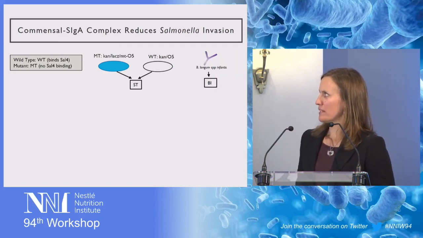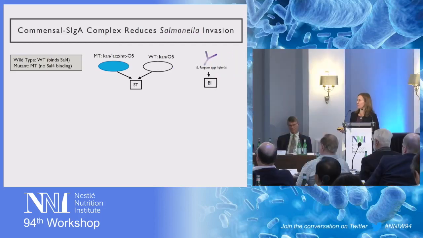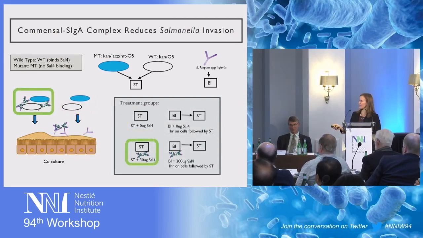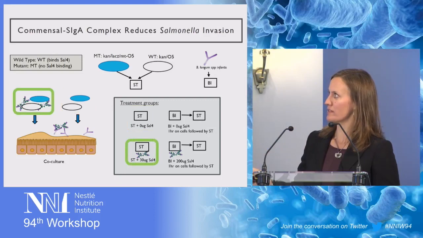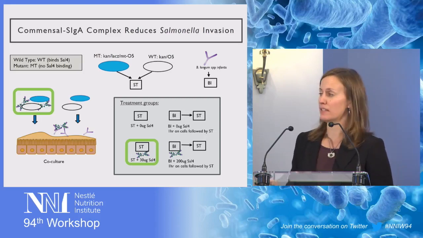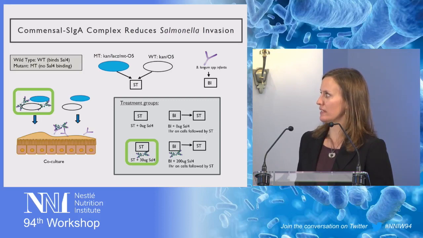For our in vitro models, actually for both, we used B. infantis. For our treatment groups, we have 4 groups here. First is the Salmonella. This is our positive control, just Salmonella alone. Second is the Salmonella mixture, so we had equal molar concentrations, essentially, of the wild type and the mutant. And in this negative control, we have our SAL4 specific antibody that should be able to inhibit the wild type but not the mutant bacteria.